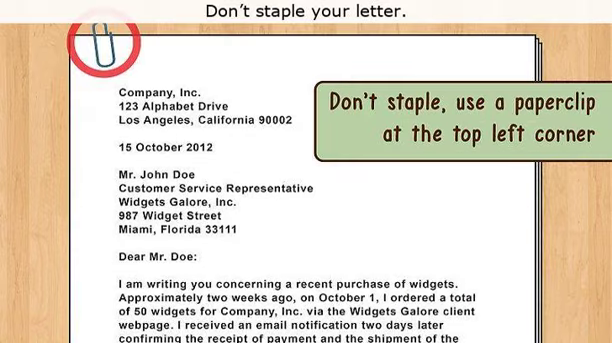Step 2. Don't staple your letter. If you have multiple pages, staples are generally avoided. If you want to ensure that the papers stay in order, then use a paperclip at the top left corner.